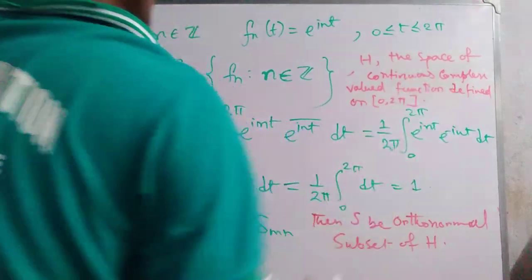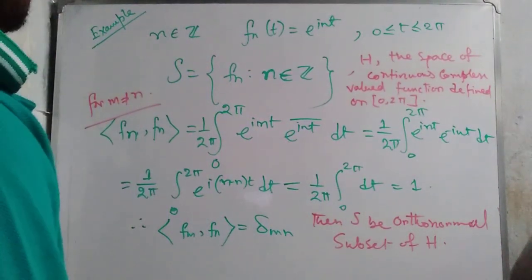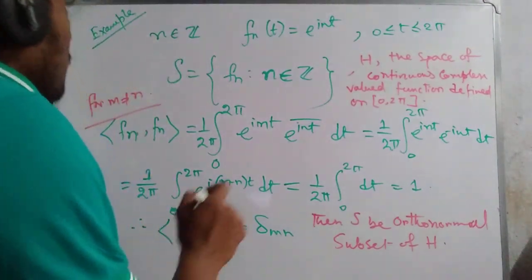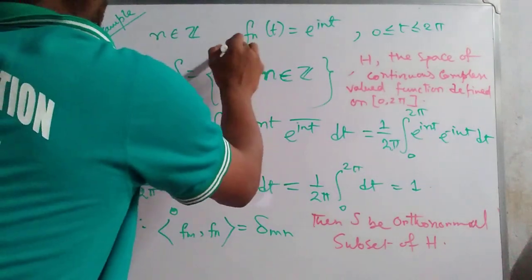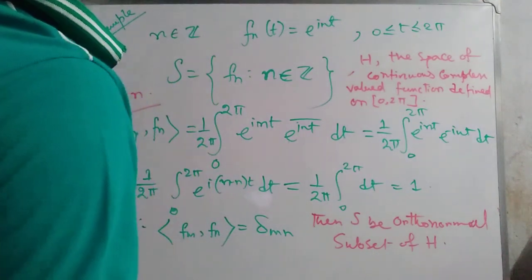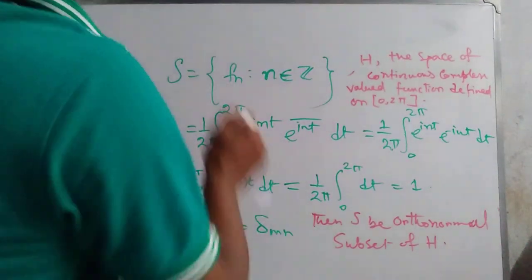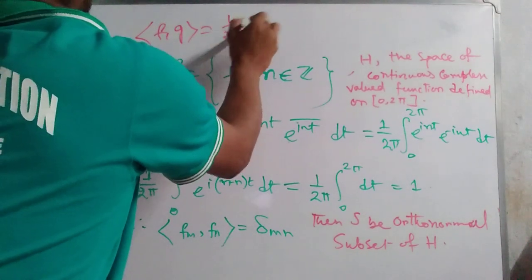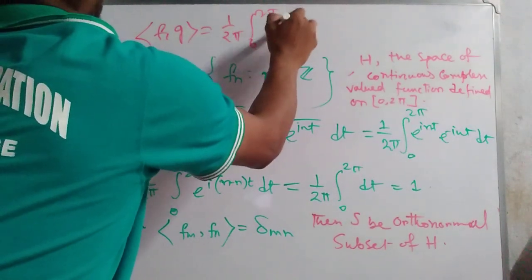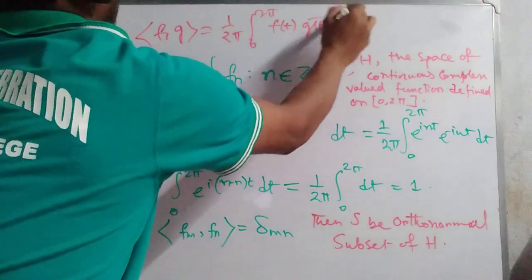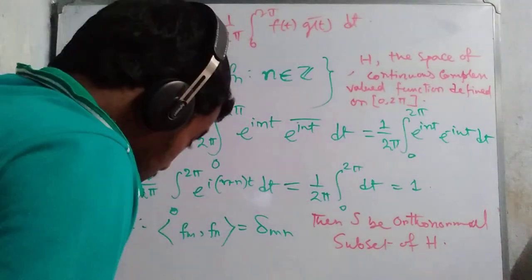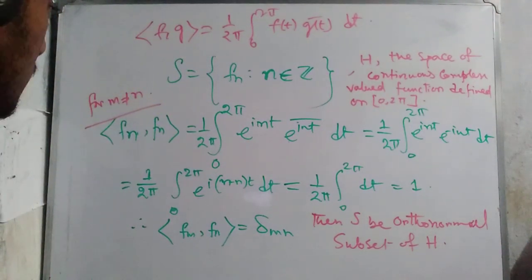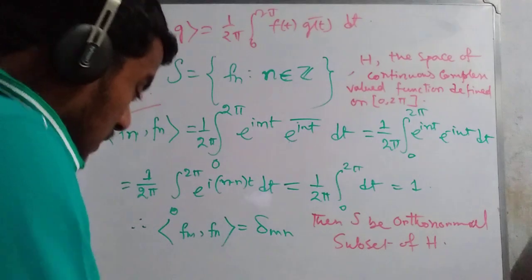With this interval, the inner product is defined in this way: inner product of f and g equals 1 by 2 pi integration from 0 to 2 pi of f(t) times g(t) conjugate dt. Understood this? So in this way we discuss this easily.